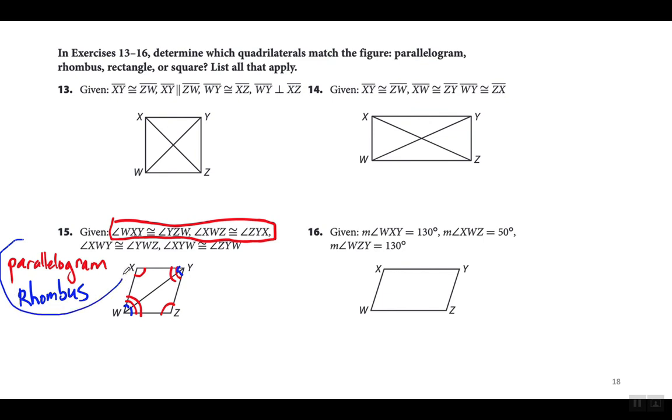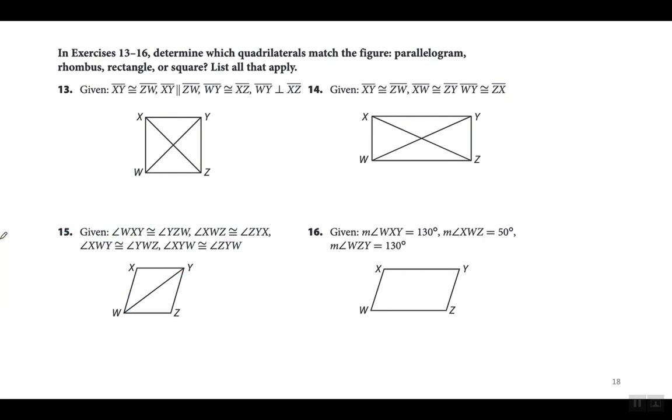These are the only two answers for number 15, parallelogram and rhombus. All right, last one. Given that the measure of angle WXY equals 130, WXY is 130 degrees. Angle XWZ is 50 degrees. And the measure of angle WZY is 130 degrees. First of all, remember that when you add up all the interior angles of a quadrilateral, they always have to add up to 360. I already know the answer, so I know that this is going to be 50, because that'll add up to 360.